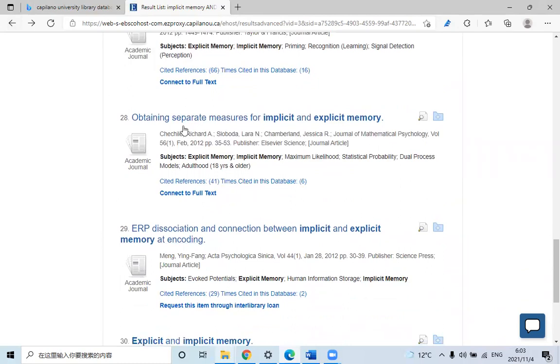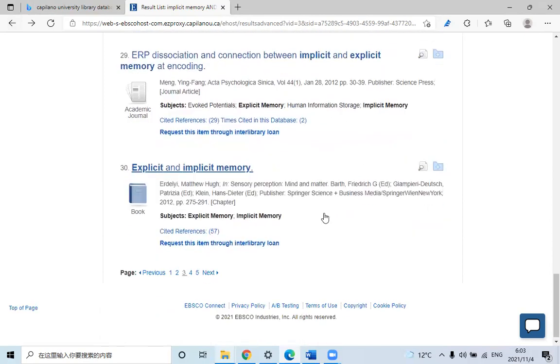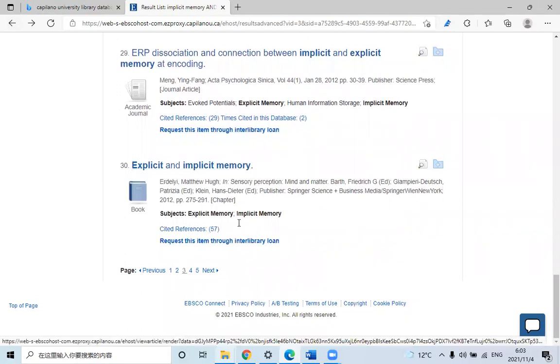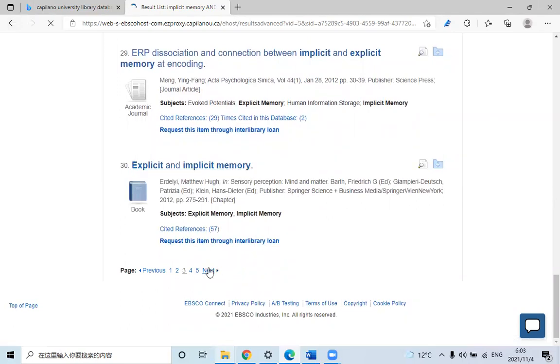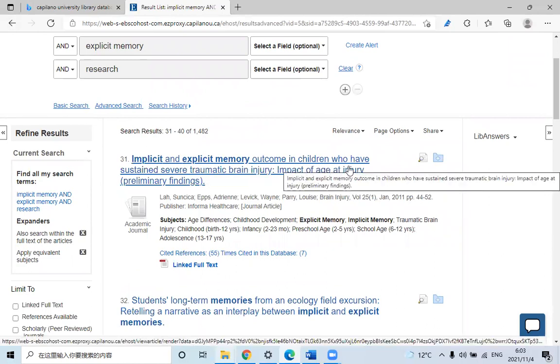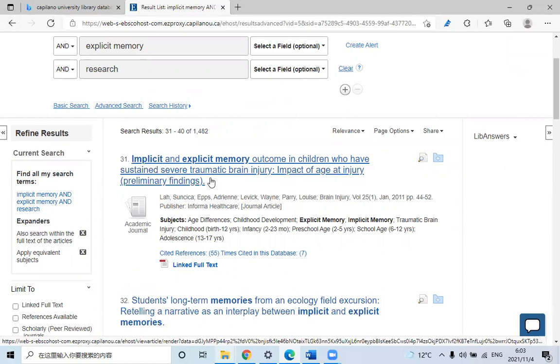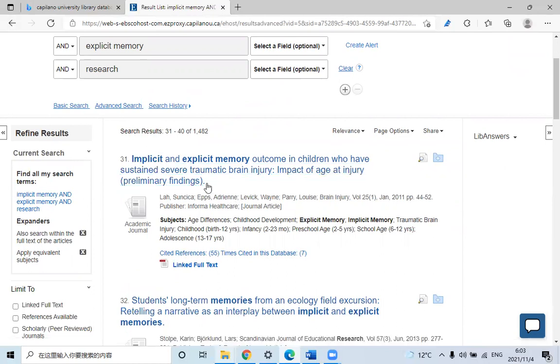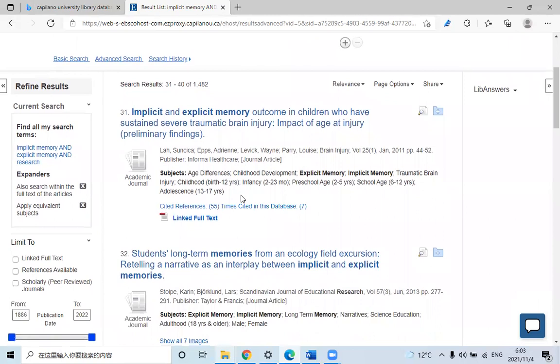Sometimes when you're doing a literature review, there's a little bit of trial and error involved. Explicit and implicit memory, that's a book. No, not this one. Implicit and explicit memory outcomes in children who have sustained severe traumatic brain injury. Preliminary finding. This sounds promising, sounds very promising. We know that brain injury sometimes damages one memory system, but not other memory systems, depending on where the injury occurs.